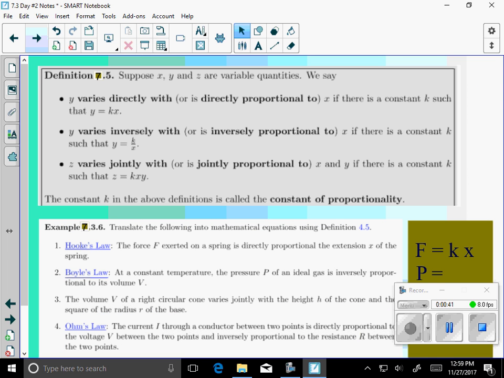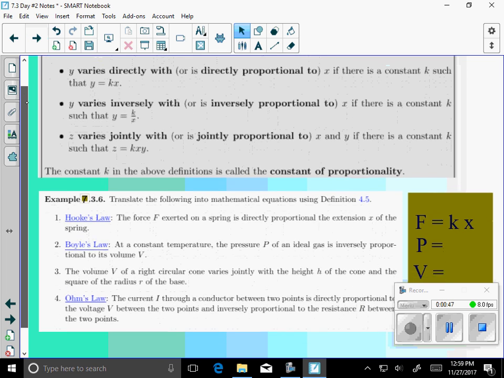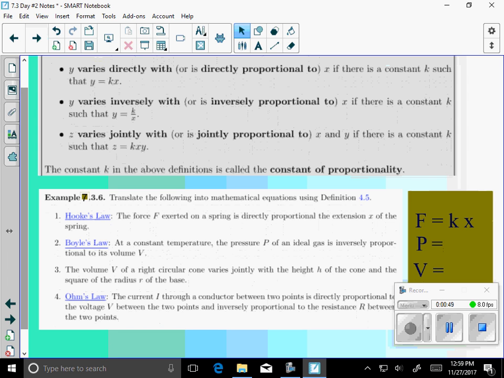Let's talk about this. Inverse and direct proportions. Y is or varies directly or is directly proportional with x if there is a constant k such that y equals kx. Geez, so like, what does that even mean, right? Are you thinking that? What does that even mean? All it means is a linear relationship.